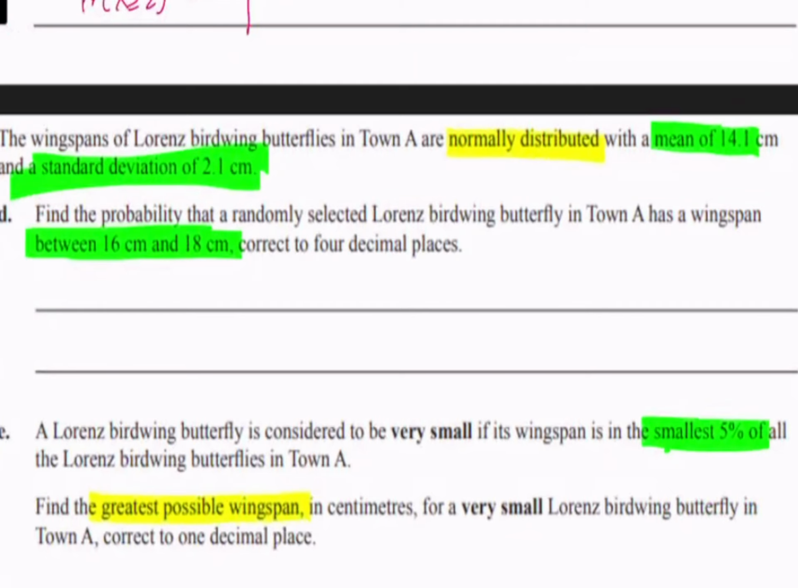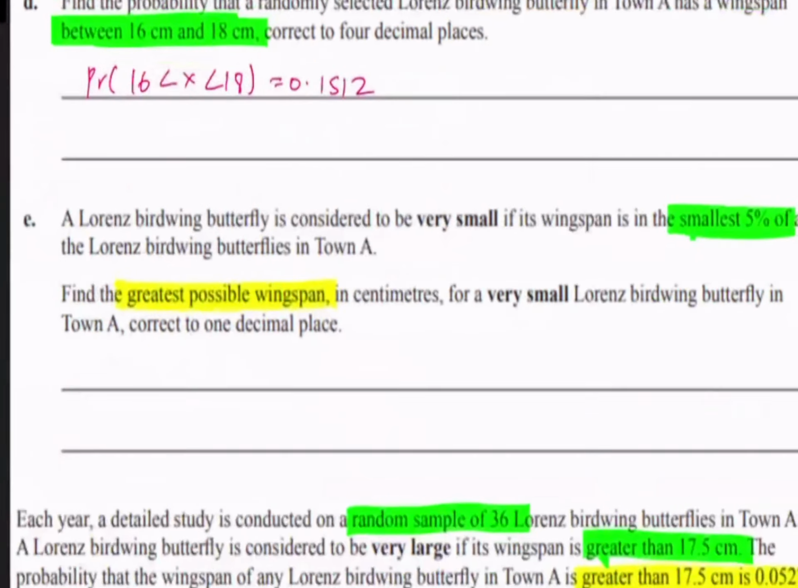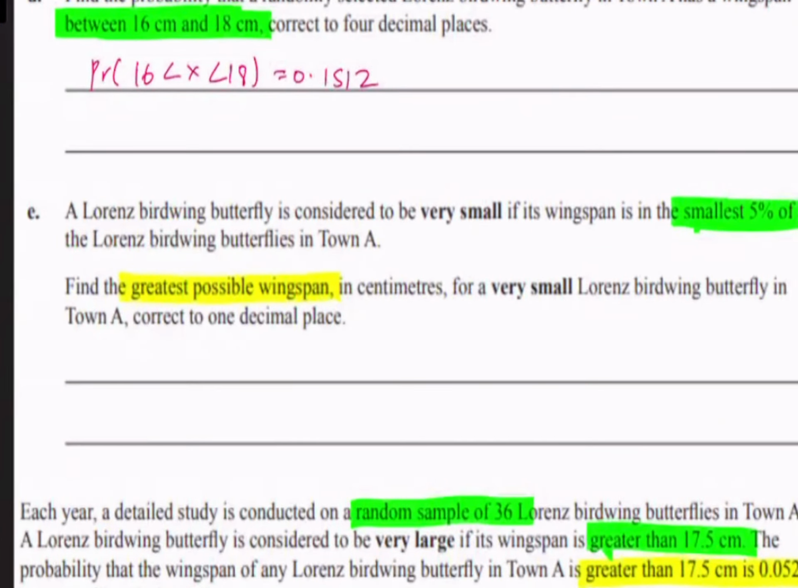So now we're moving on to normal distribution, and they give us the mean and standard deviation. Find the probability that it has a wingspan between 16 and 18. So probability that it's between 18 and 16. It's just the easy CAS question. Comes out to 0.1512.